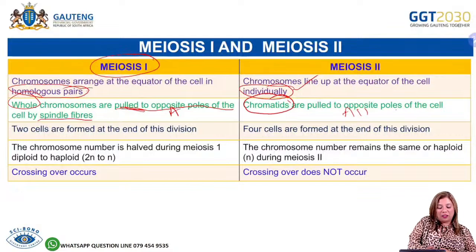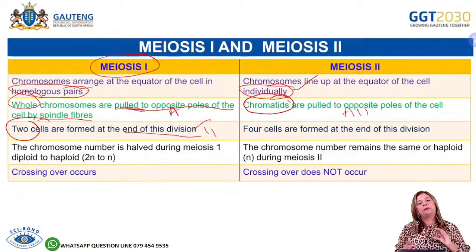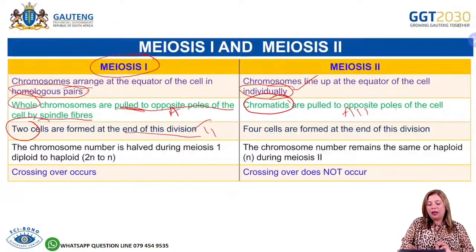So there are 2 cells formed at the end. Remember 2, telo 2, isn't it? So that would be telophase 1. And 2 cells are formed at the end of this division. Remember the cytokinesis occurs and all of that? They're talking about this, but they're summarizing it. And then in meiosis 2, 4 cells are formed.